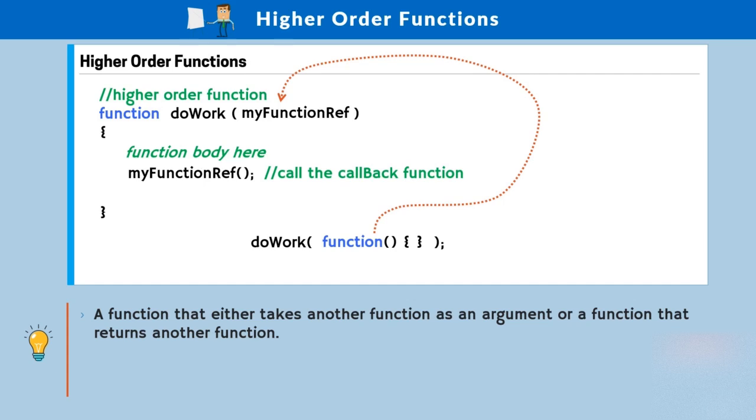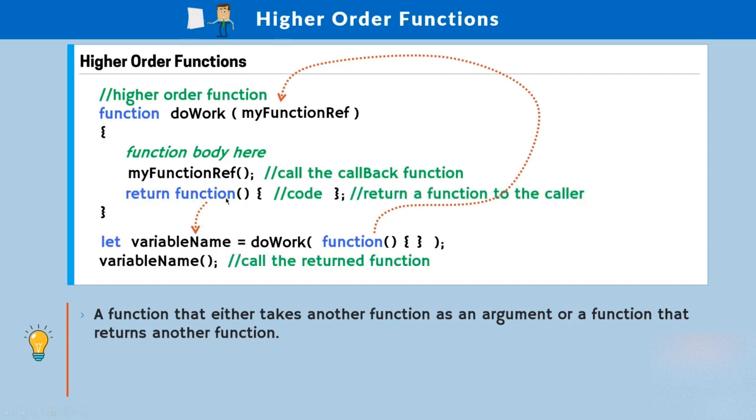There can be another scenario. Whenever a function returns another function like this, in that case also the doWork function is called a higher order function. Since we return a function, that function reference can be received into another variable, and we can invoke that function by using that variable later. So overall, how do you understand a higher order function? Either it has to receive a function as argument or return another function as return value. In both cases, that type of functions are called higher order functions.